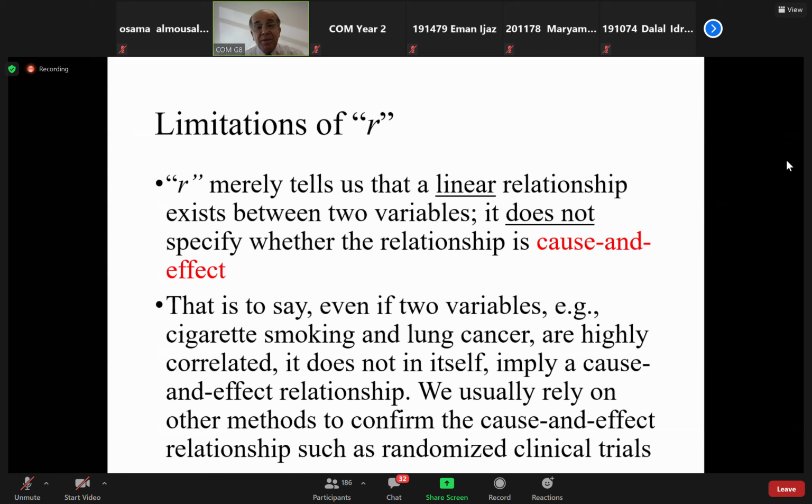So those are the limitations. And then again, it's not cause and effect. Please remember, it might be, but it doesn't tell you whether it's cause and effect. How do we know? We need another method, sometimes referred to as a clinical trial, physiological method, or anatomical investigative method, rather than statistical methods. Okay?